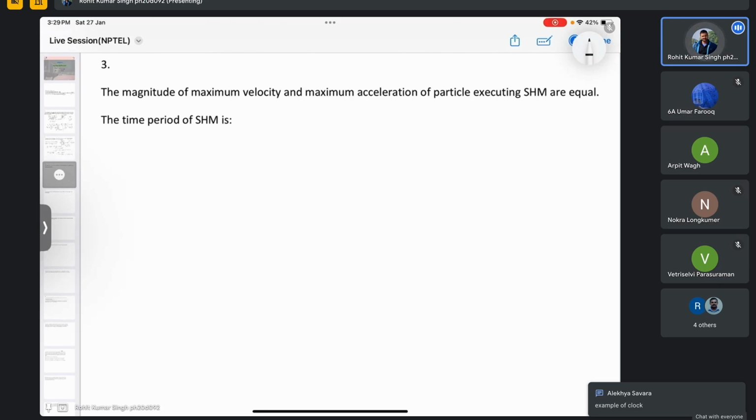Example of clock. Clock is not doing SHM. You can take a spring and place a ball on the spring, then that will perform SHM, oscillating from one position to another.